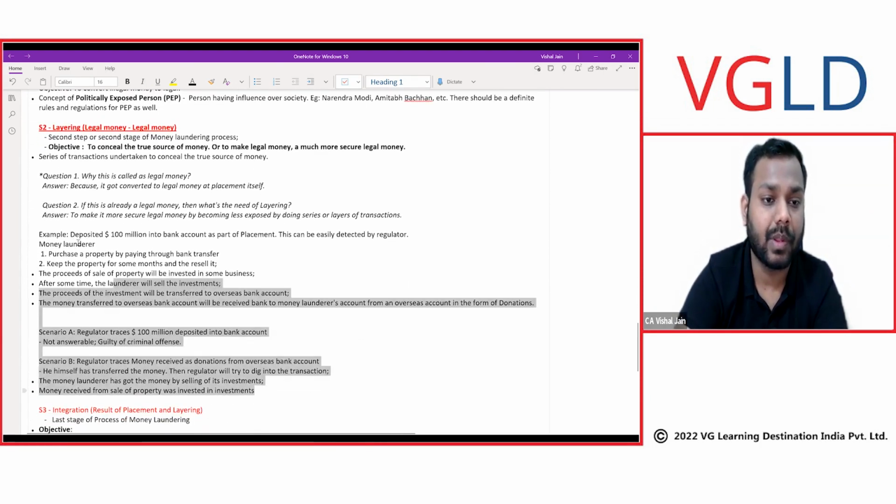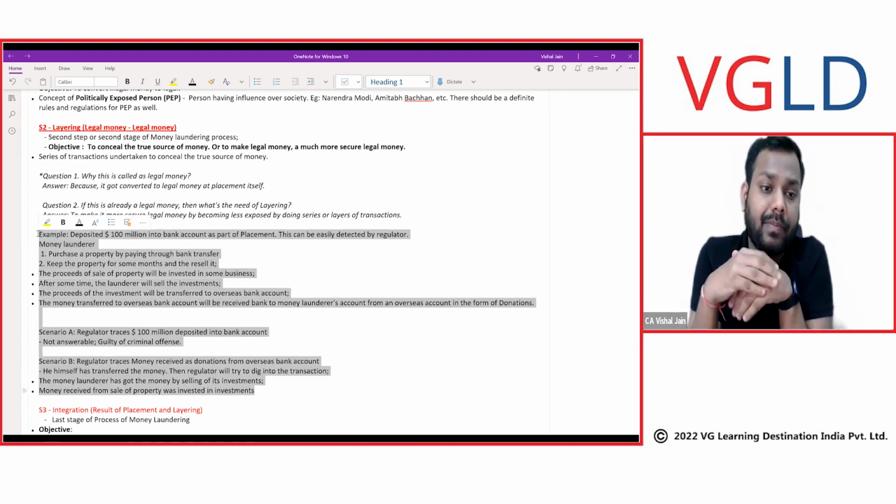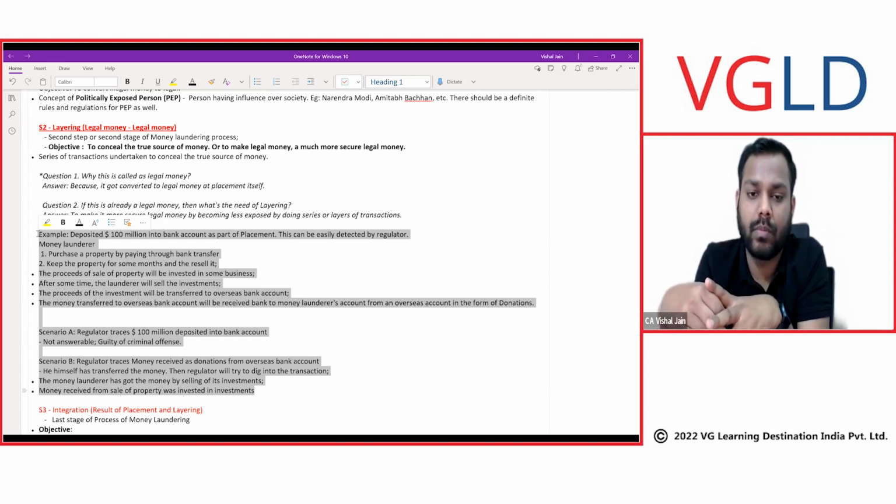Can you please try to read this example, all of you, the one that is highlighted. Is the example clear, everyone?